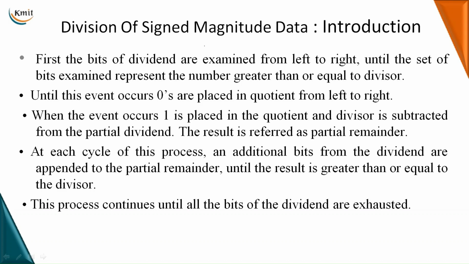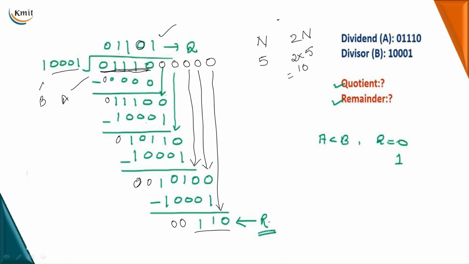When the event occurs, whenever the condition is satisfied, then 1 is placed into the quotient and you are going to subtract your divisor from the dividend. Whatever you get here is called your partial remainder. All these are called your partial remainders.